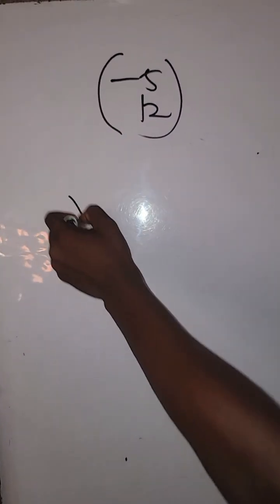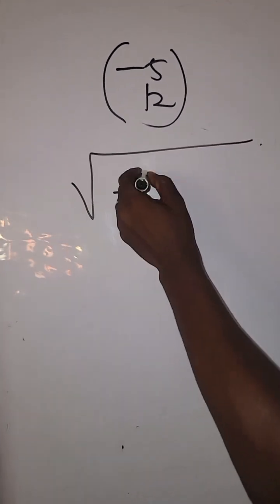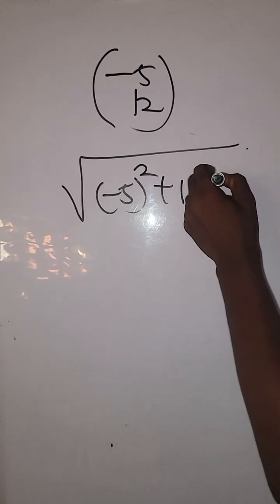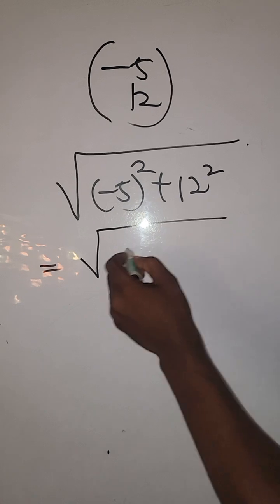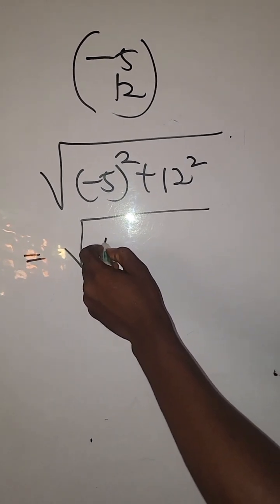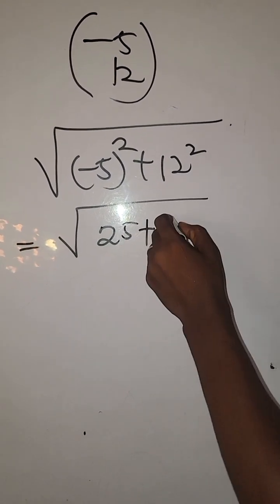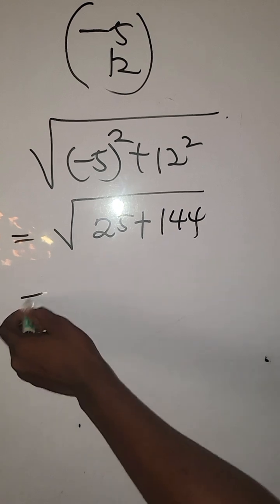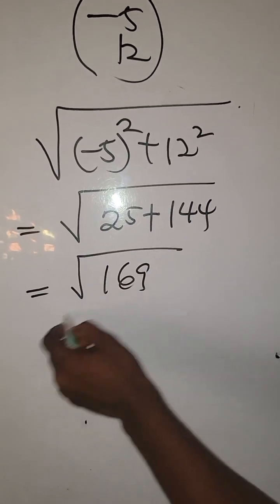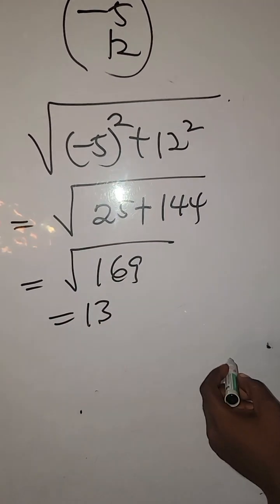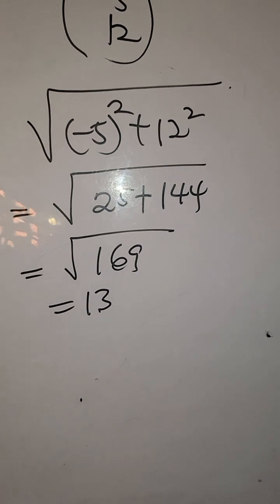20. Find the magnitude of the vector (-5, 12). That's the square root of the x component squared plus the y component squared. (-5) squared is 25, (-5) times (-5). 12 squared is 144. If you add that, you get 169, the square root of which is 13 units, 13 cm, option C.